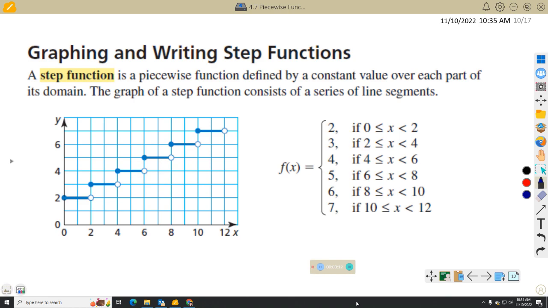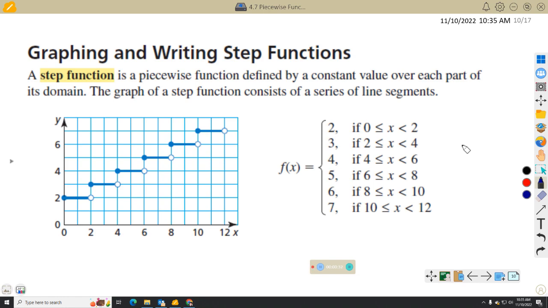This is lesson 4.7, part 2. Just the very last example here on piecewise functions. This one has to do with step functions. It is a type of piecewise function, but the difference here is all of the functions are horizontal lines. That's where it gets its name. They look like a set of steps.